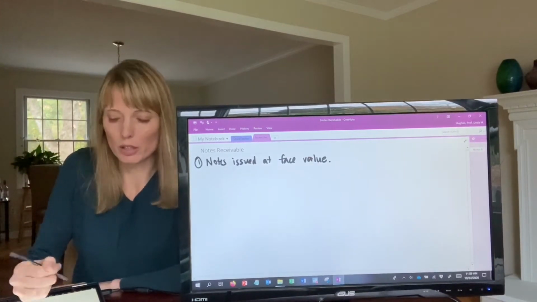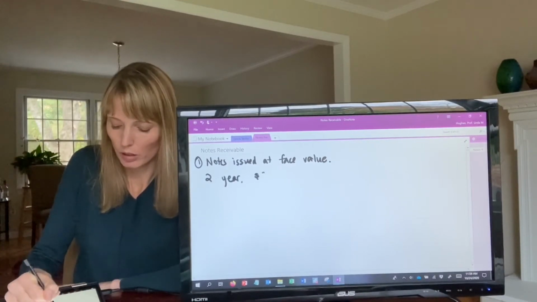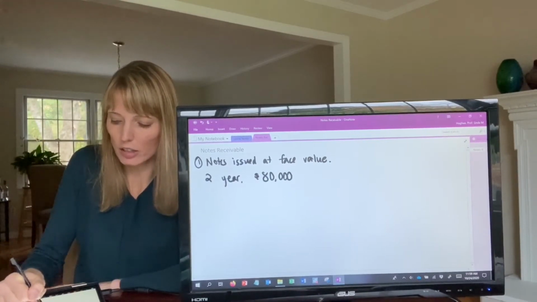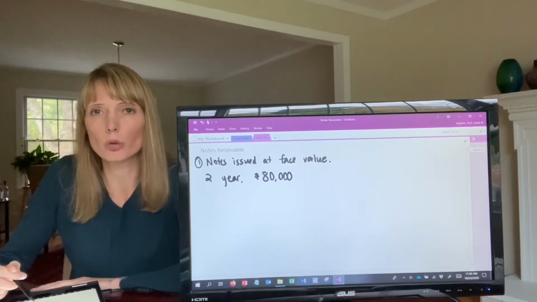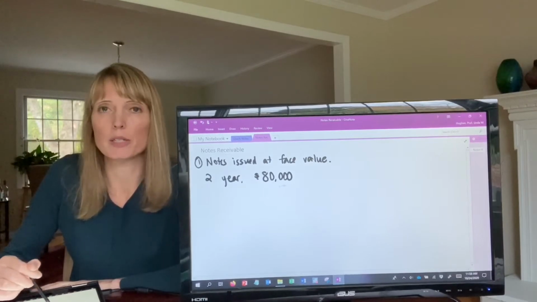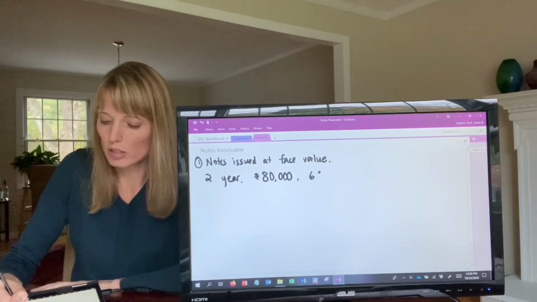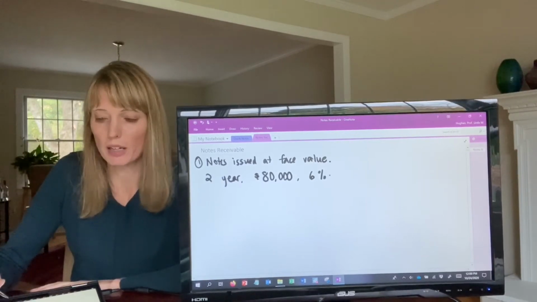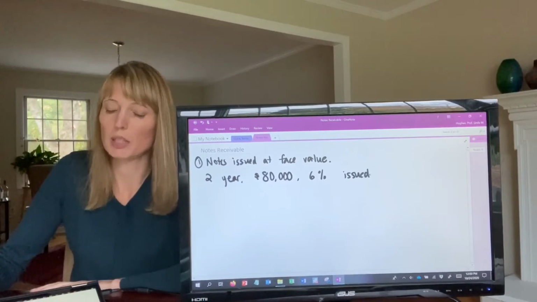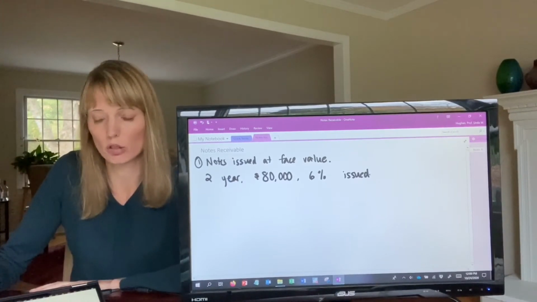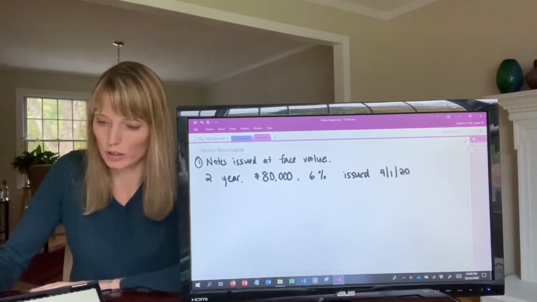Let's take an example of a 2-year note with a principal of $80,000. Principal is also referred to as the face value and the maturity value because this is the amount that must be repaid at the maturity date of the note. The note requires 6% interest to be paid annually, and the note was issued, meaning the money was lent out to the borrower, on September 1st, 2020.